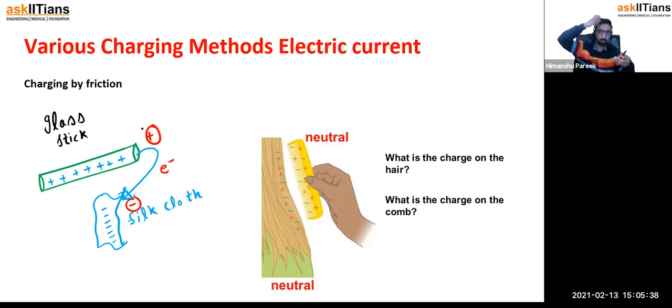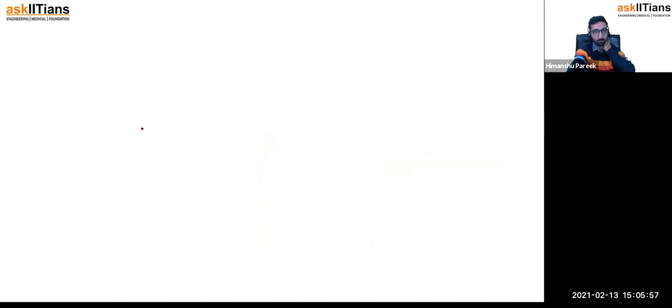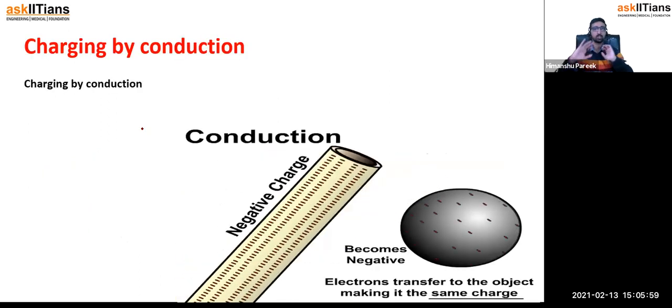Either you rub the balloon, it becomes charged, or you comb your dry hair with the comb, again the comb will become charged, and it will attract the pieces of paper. Okay, so that is the basic method behind charging by friction. Now we have another method also, which is called charging by conduction.